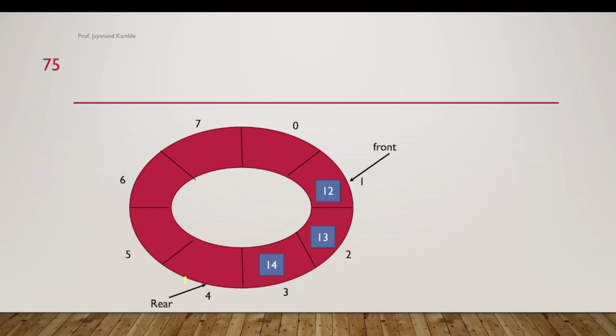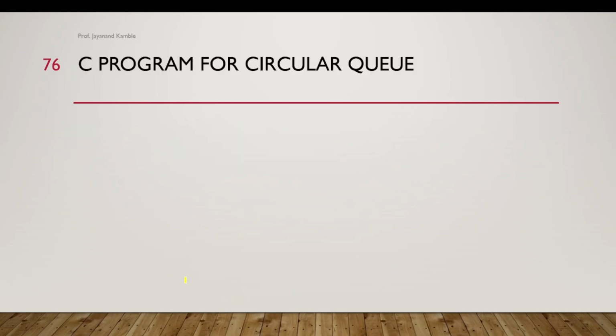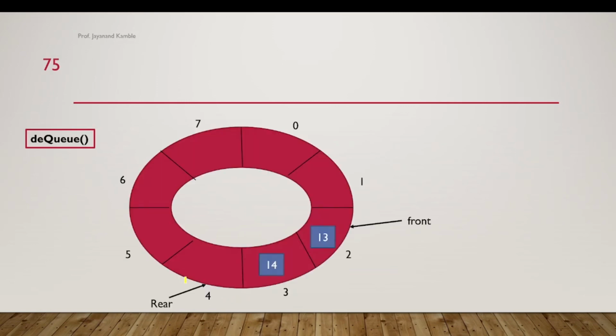Clear? Now again we are going to perform DQ. So 12 will be deleted and front is going to point to 13. Is this clear to everyone? Both the enqueue and dequeue operations of the circular queue.